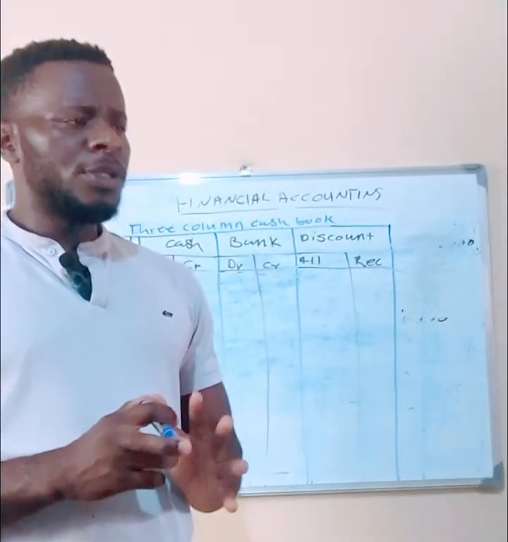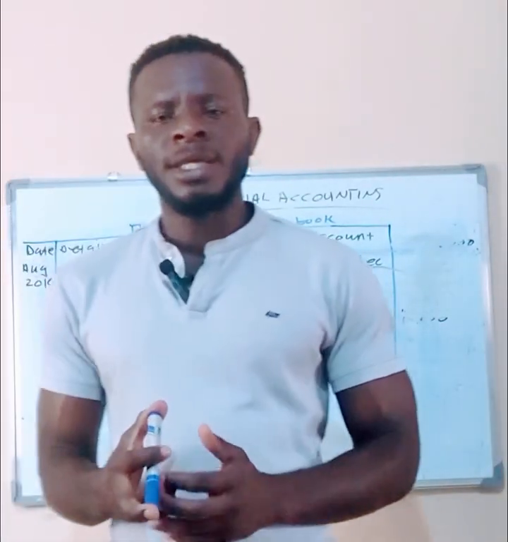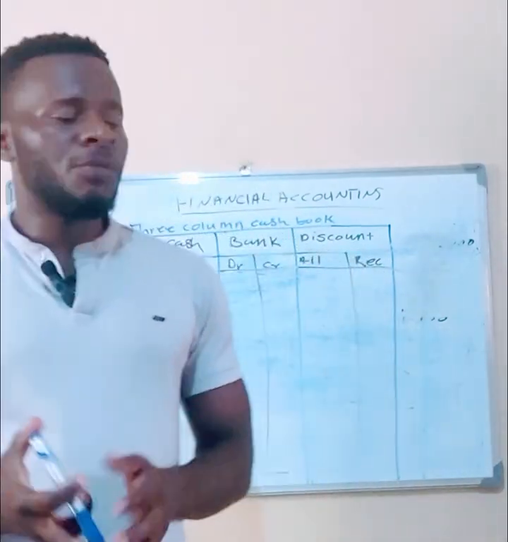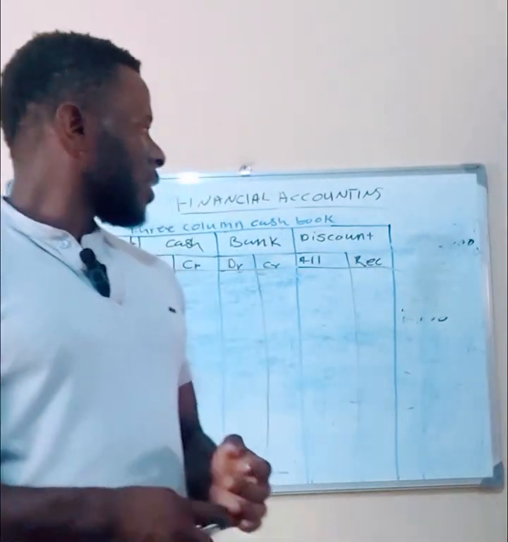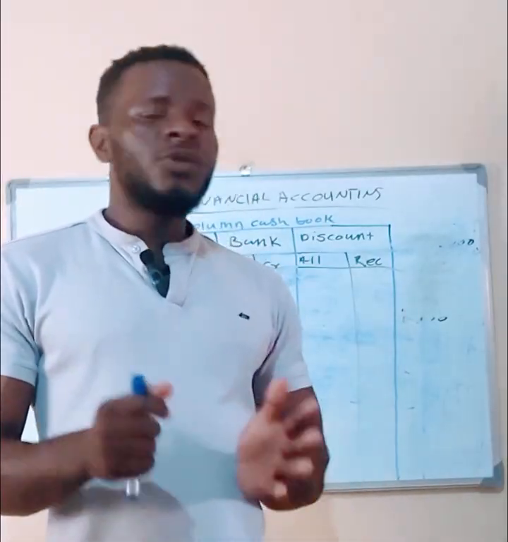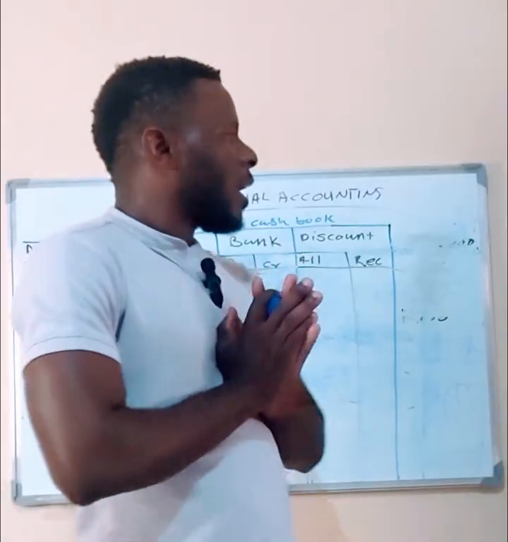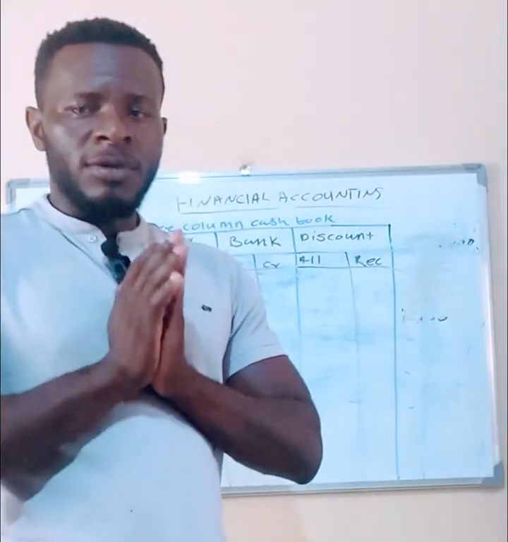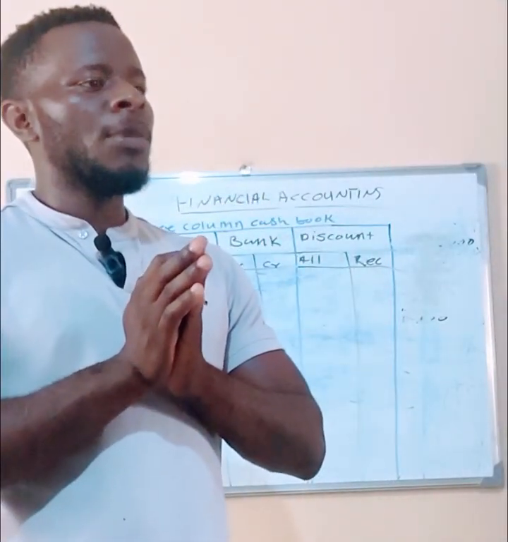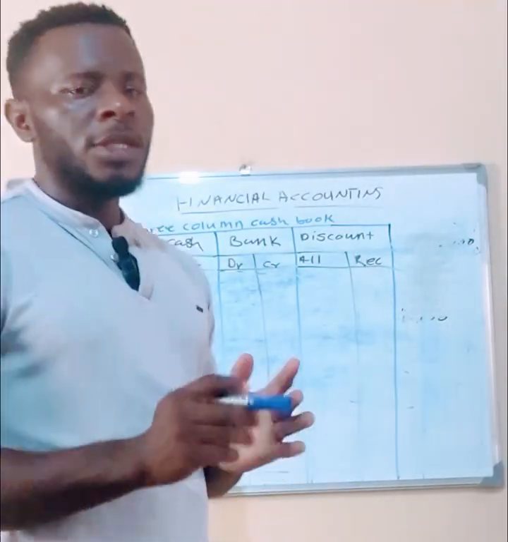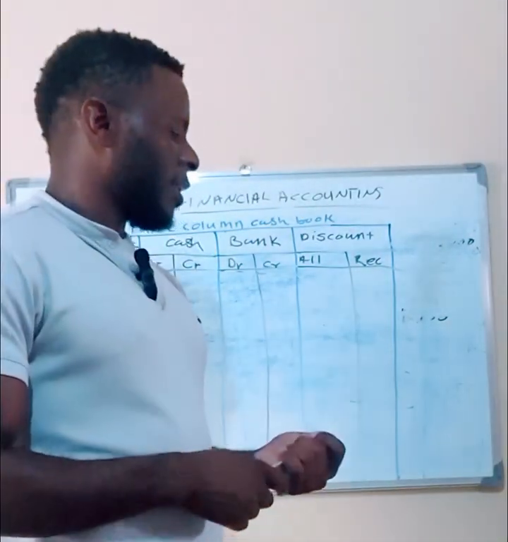Like we buy goods worth 10,000 and the supplier is impressed because of the huge purchase that was made. So the supplier says, since you purchased goods worth 10,000 kwacha, instead of you paying this 10,000 kwacha, I'm going to allow you a discount of maybe 1,000. So instead of paying 10,000, you end up paying 9,000.